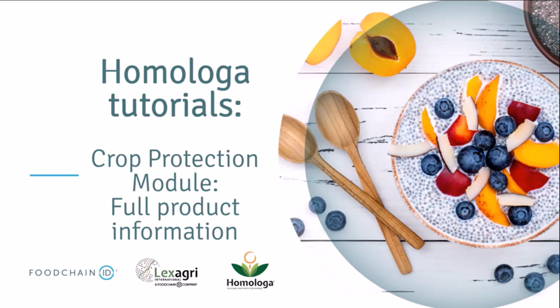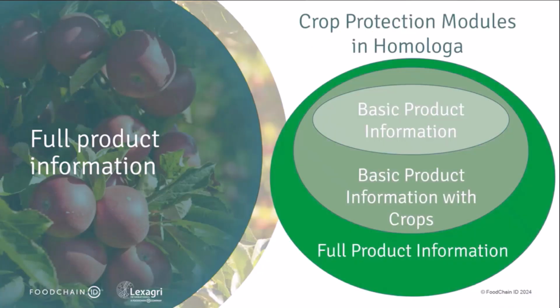Today we will review the most complete plant protection module in Homologa, full product information. This is the largest module in Homologa and it offers full details related to global crop protection data including gaps, the good agricultural practice information, such as doses, number of treatments, application patterns, etc. As you can see in this illustration, this module encompasses the same information contained in the basic product information with crops, together with this gap data that I just mentioned.